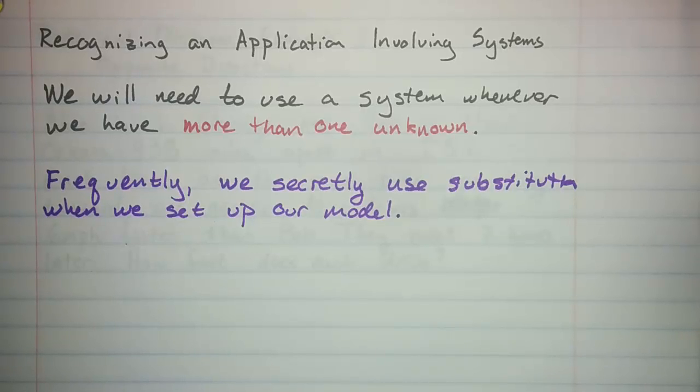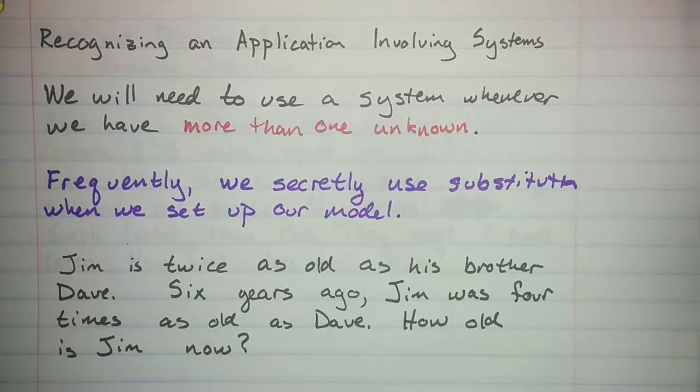So I'm going to show you a toy problem that we model using a system. And we're not going to really think about the problem itself. We're going to think about how we know it calls for a system of equations. This problem tells us about Jim and his brother Dave. It tells us Jim is twice as old as his brother. 6 years ago, Jim was 4 times as old as Dave. How old is Jim now?